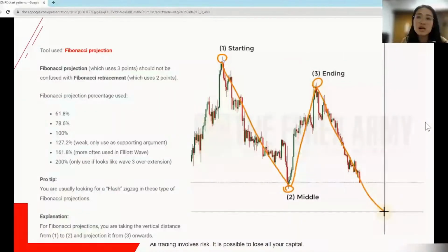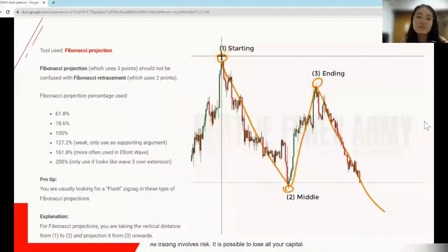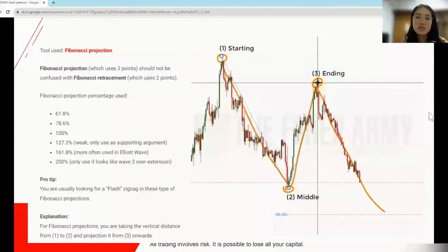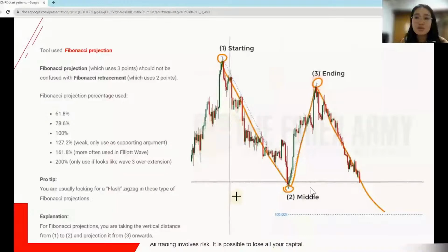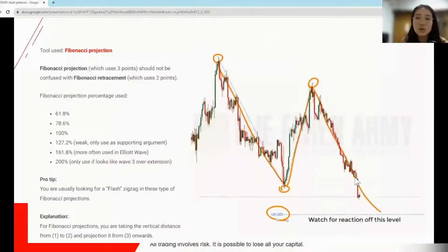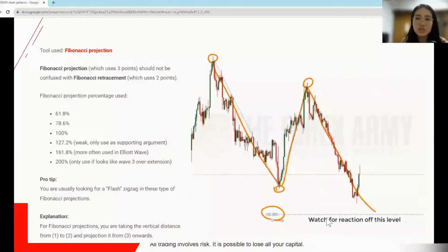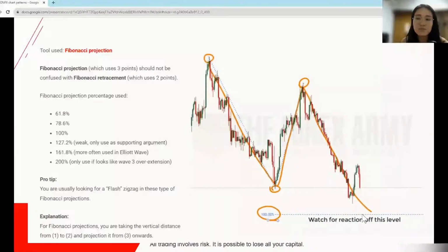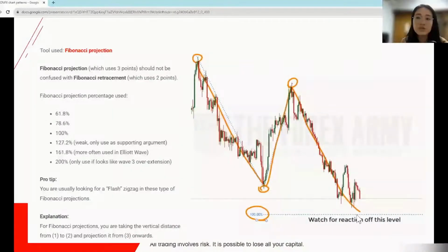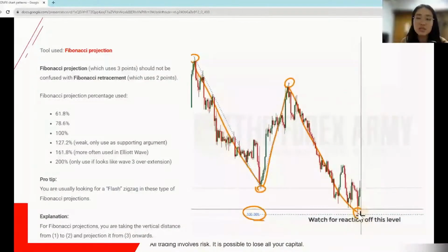Okay, let's just watch the GIF. Not included here is the 61.8, 78.6, but we're watching it play off of the 100%. And you can see it reached 100% before reversing off of it.